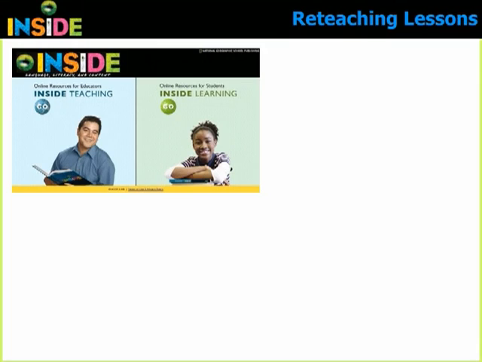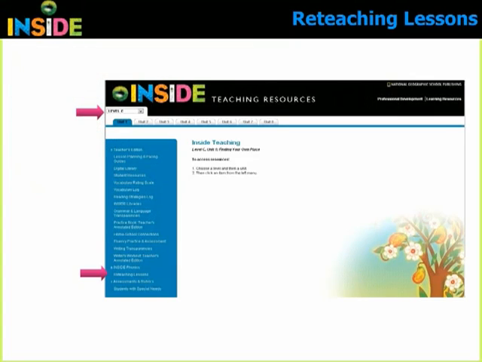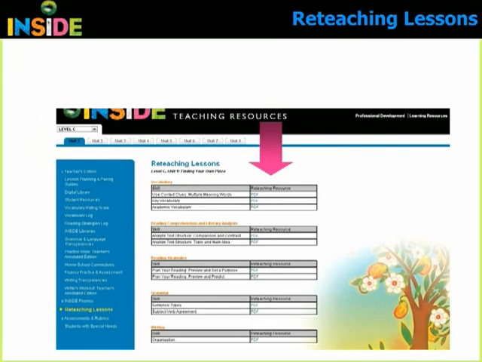I've mentioned reteaching a few times now, so let me show you where you find the reteaching lessons that are developed for you. Begin by logging into the Inside Teaching website at insideng.com. After selecting Access Resources from the opening page, select the Inside level you are working with and click on the Reteaching Lessons link at the bottom of the menu. All of the reteaching lessons for this unit are here on this screen. This column contains the link to the PDF for all of the reteaching lessons.